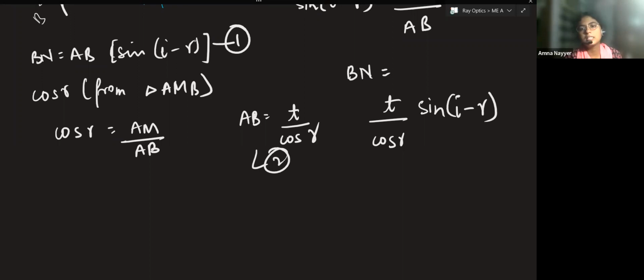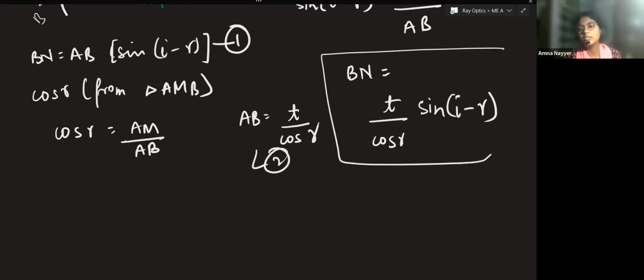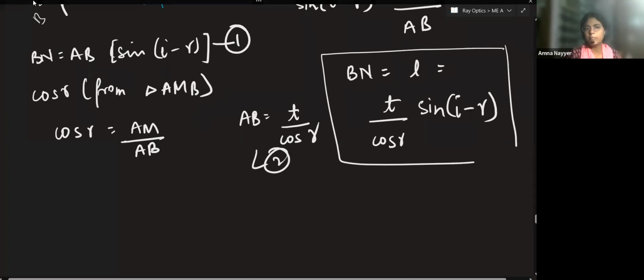So this is the formula of lateral shift, because BN was the lateral shift only. BN, which is equal to lateral shift, is T sin(i minus r), which is equal to T by cos r multiplied by sin(i minus r). So the final formula also you have to remember.